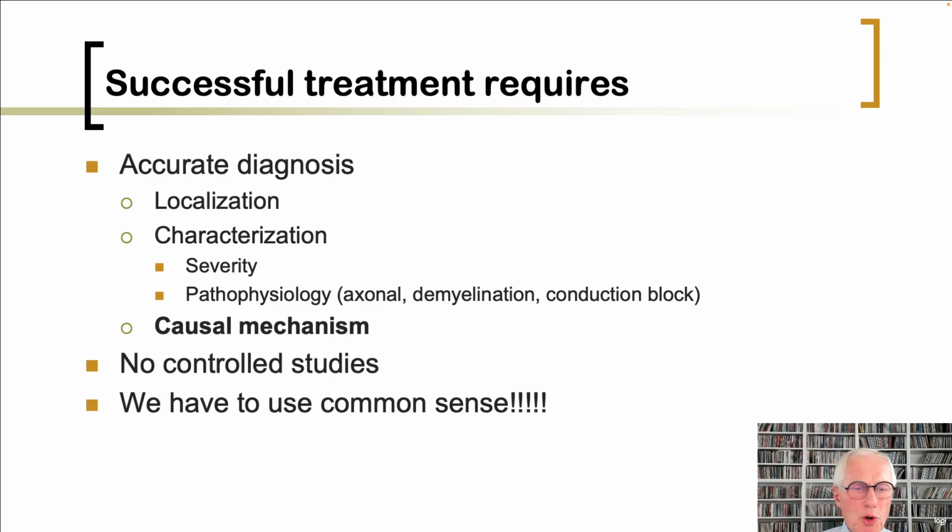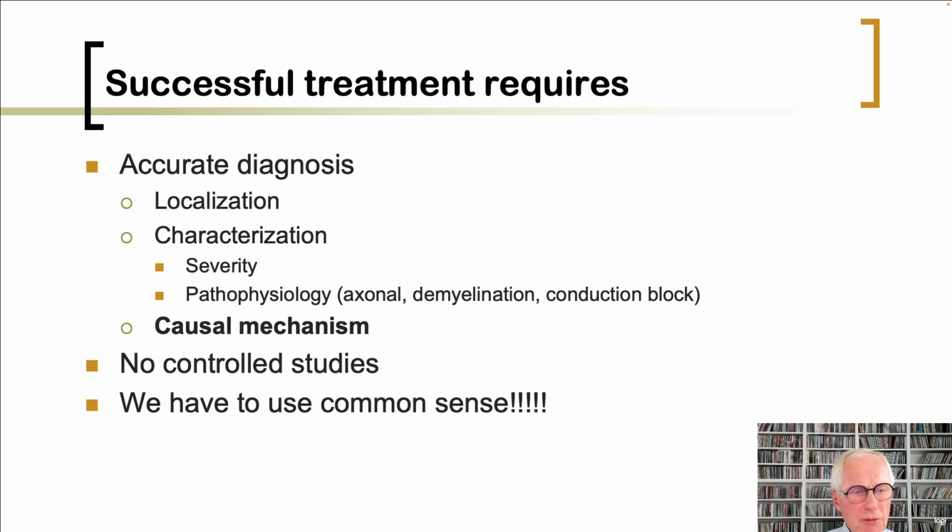If we have a pure conduction block without any axonal involvement, we know that once the compression has stopped, the nerve will recover within a few months. But if we have a severe axonal involvement, the axons have to re-innervate and grow back to their targets. That will take at least 7 to 12 months, so it's a much slower process.